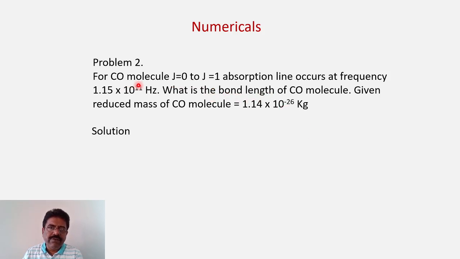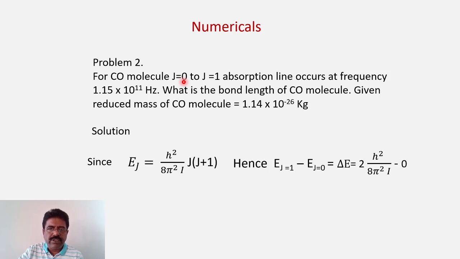What is given here is, for the carbon monoxide molecule, the rotational energy level transition from quantum number J is equal to 0 to J is equal to 1. The absorption line has the frequency 1.15 into 10 raised to 11 hertz. So the absorption line for this transition is given. This is the rotational transition specified here for the carbon monoxide molecule.